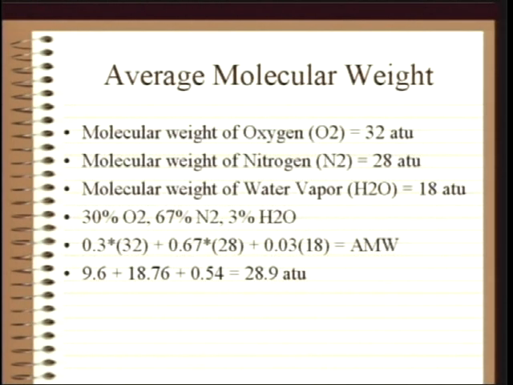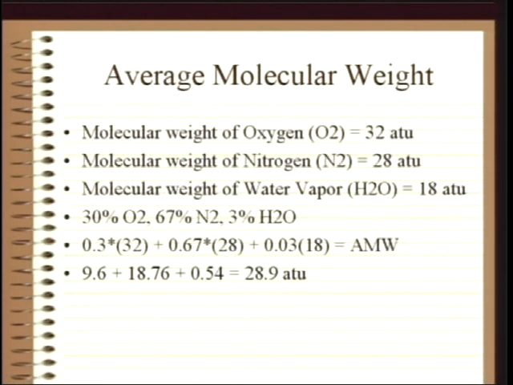So you can see from that that the water vapor has a lower atomic weight than oxygen and nitrogen. And that's the reason why if you add moisture to the air, it makes the density of the air a little bit less. And we're given that 30% of the air was oxygen, 67% nitrogen, and 3% water vapor. So we multiply these terms out to get the average molecular weight.